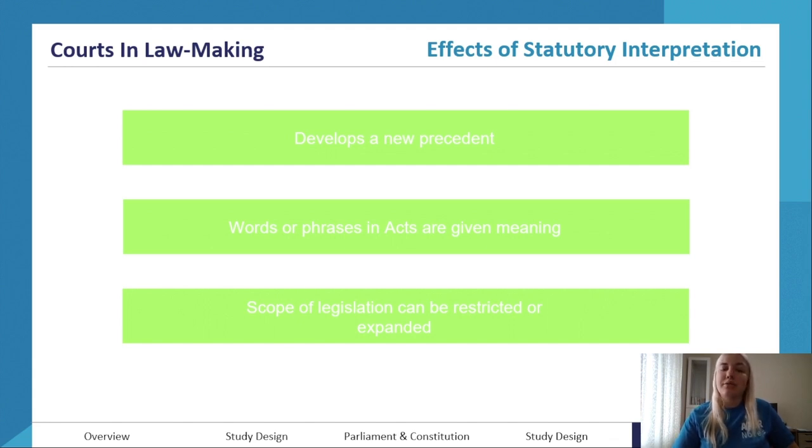Another one is that the words or phrases in acts are given meaning. So, obviously, the meaning or intention behind an act or statutory law is clarified because the judges have interpreted it and what Parliament meant by it. Also, the scope of legislation can be restricted or expanded. So, whether the judge takes on more of an activist approach, wanting to expand the law, or a more restrictive approach, wanting to narrow it down, depending on how they conduct their statutory interpretation, they might restrict or expand the scope of that legislation.